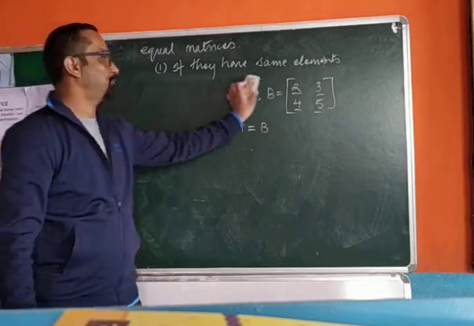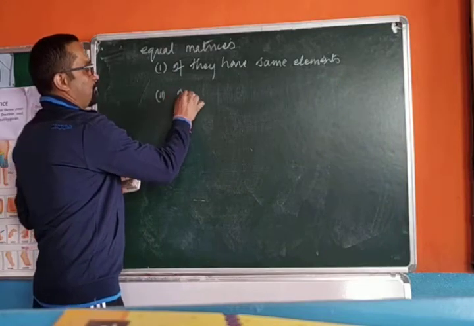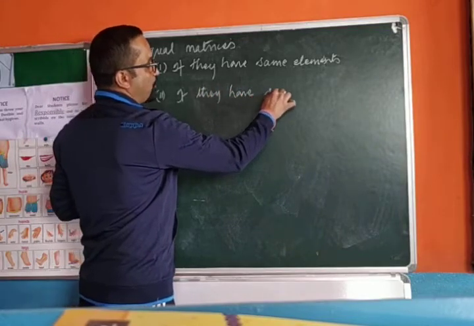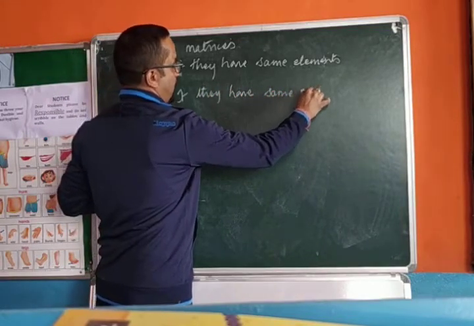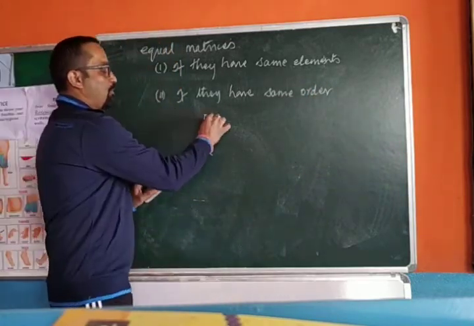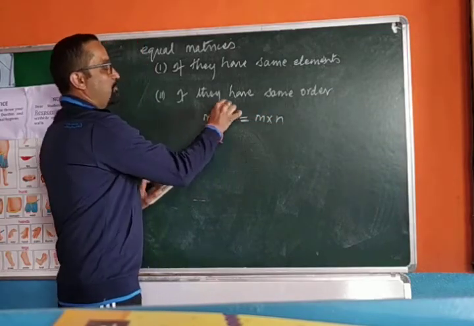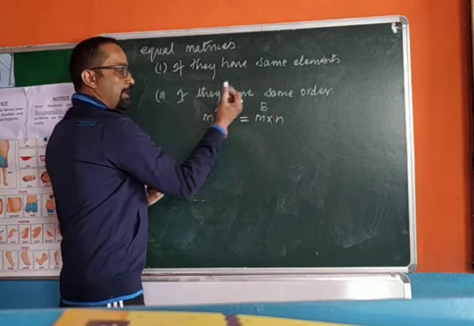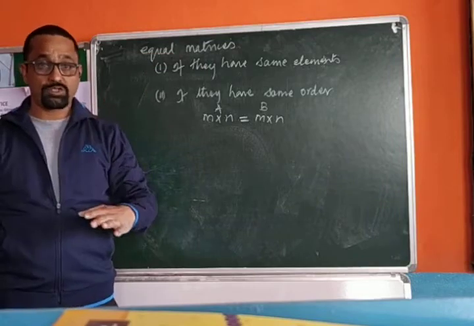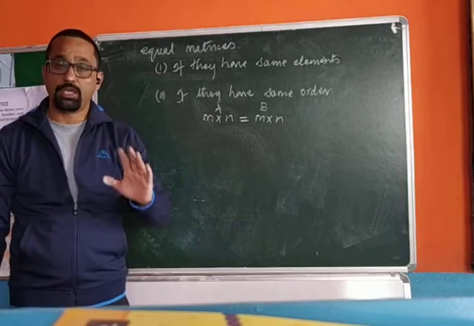First condition. Second one, if they have same order, meaning that the order m cross n of the first matrix must be equal to that of the second matrix. So equal matrices are those matrices that have the same elements, and second, that have the same order.